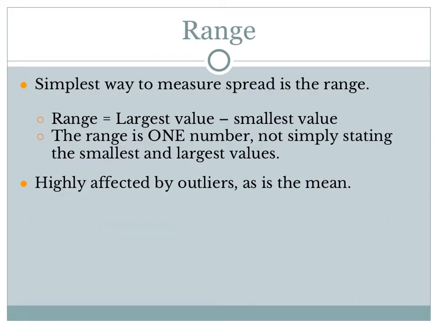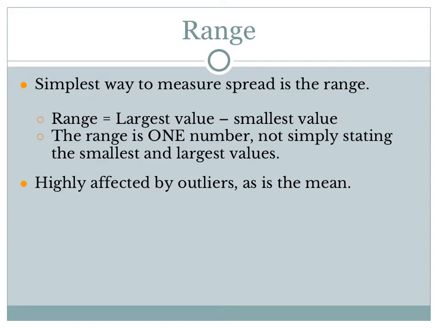The measure of spread that you are probably already familiar with is the range. It's the simplest way to measure spread. The range specifically takes the largest value, or the maximum, of a data set and subtracts the smallest value. The range is one specific number, not simply stating the smallest and largest values. So if you had a data set where the minimum value was 2 and the maximum value was 10, you need to report the range as 8. You don't want to say the range goes from 2 to 10.